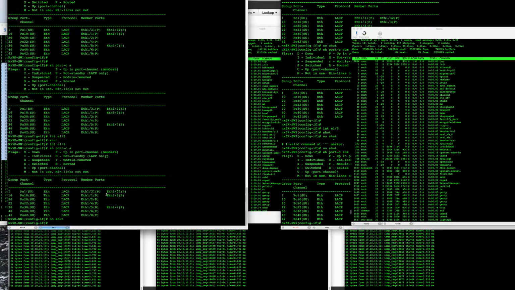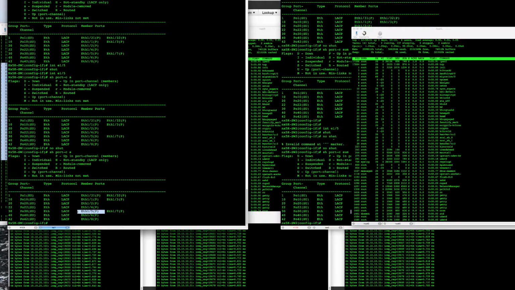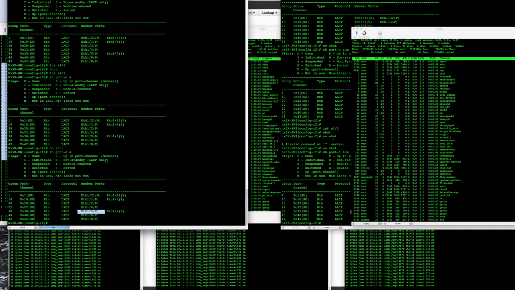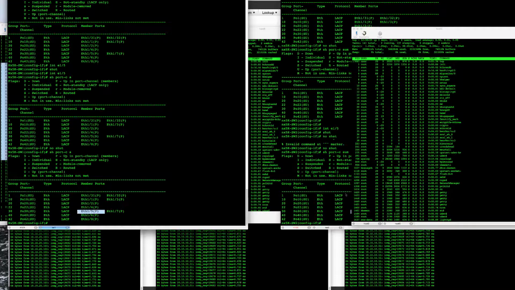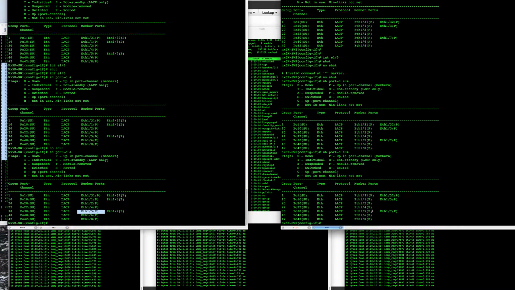Finally, we'll take a look at our switch and take a look at the port channels. So here we can see that this Ethernet 1.5 had been brought into the data link port channel. And on the switch 2, in the same fashion, we also see that 1.5 is now part of the port channel.